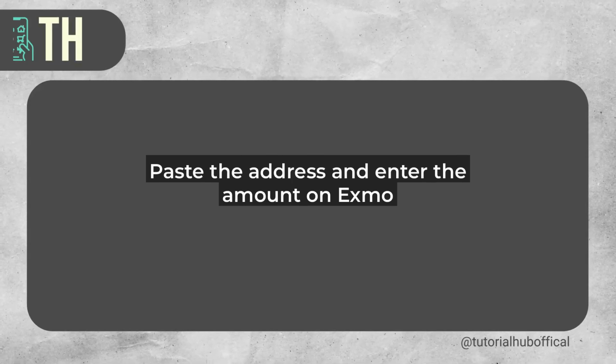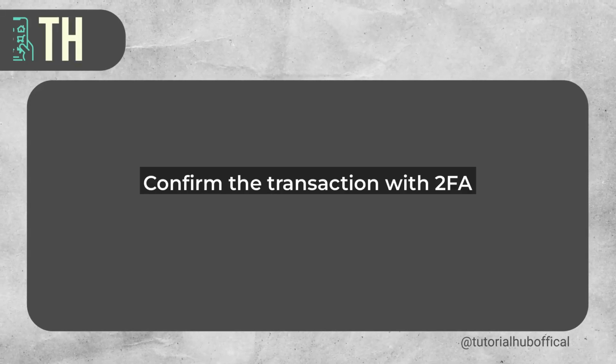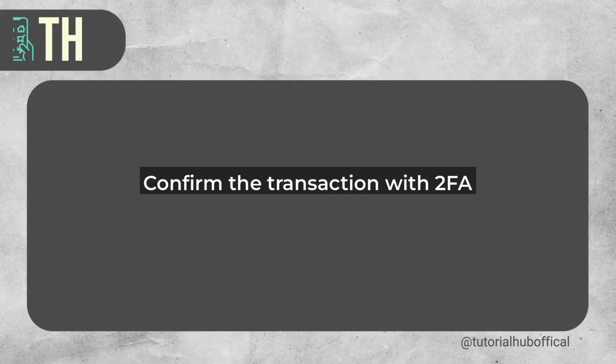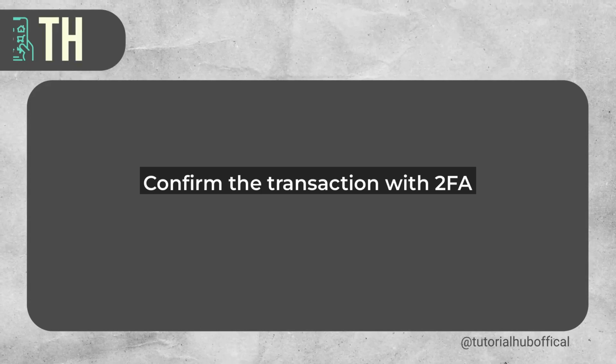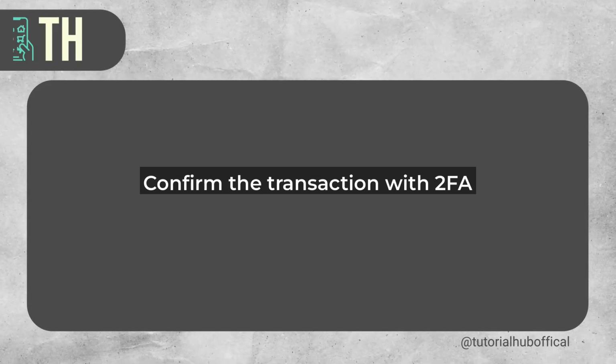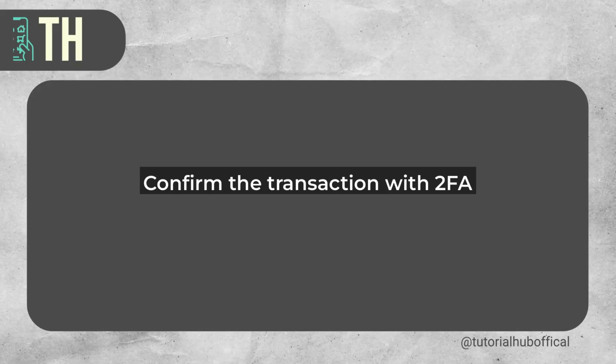Step 4. Back on Exmo, paste that Binance address into the withdrawal form. Enter the amount of USDT you want to send, double-check the details, and hit Confirm. You'll likely need to verify this with 2FA or email for security.